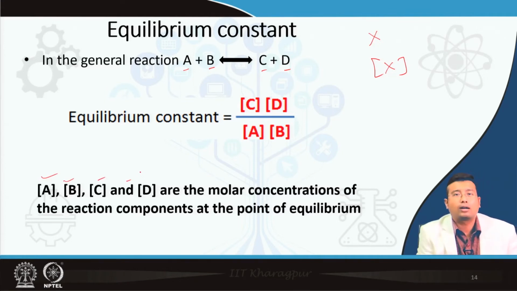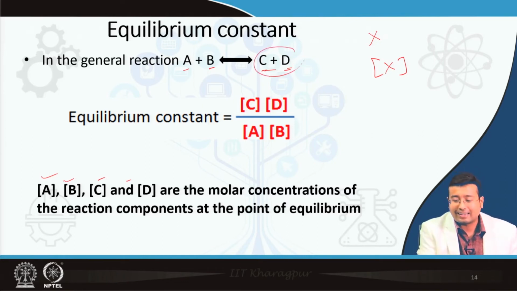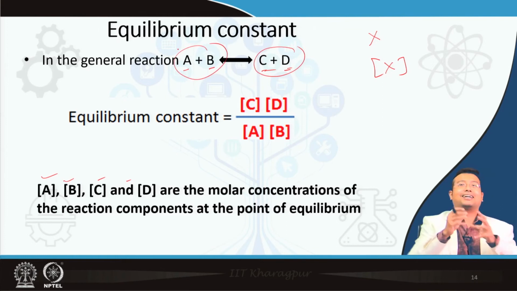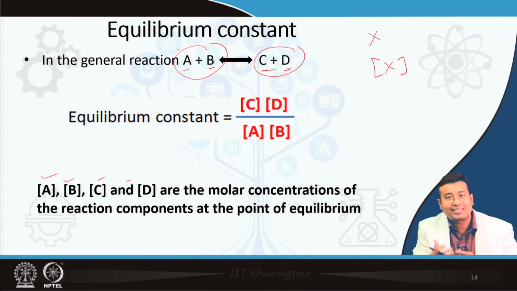The product of the concentrations of the products. By "product" I mean multiplication, and the other "products" I mean the reactants and products. So do not get confused between the words. It is the multiplication of the concentrations of the products divided by the multiplication of the concentrations of the reactants, or the product of the concentration of products divided by the product of the concentration of reactants.